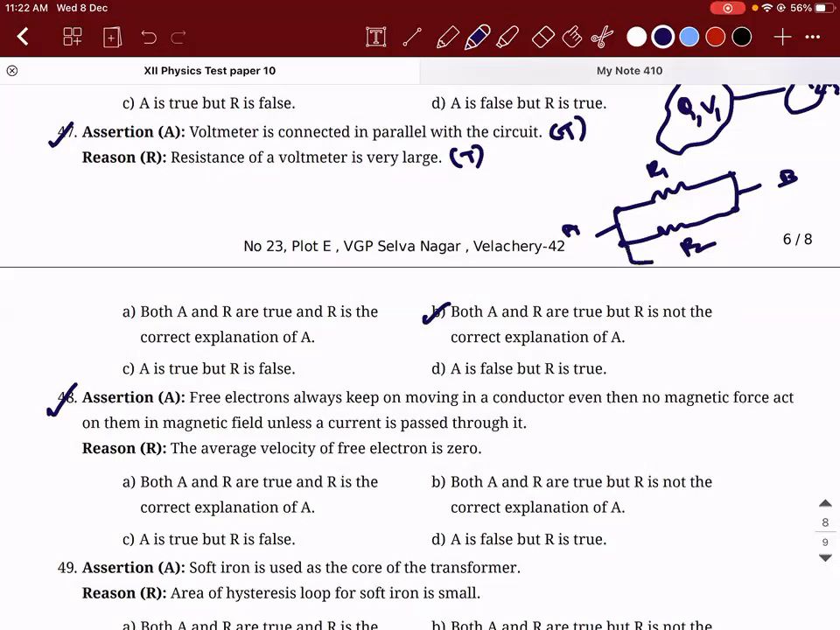Now I can say if I connect a voltmeter here, then that voltmeter will also have the equal amount of potential difference across its ends. And that value it is showing with the pointer is the reading of the potential across the resistor. That is the reason why you connect in parallel. It is not because resistance is high.